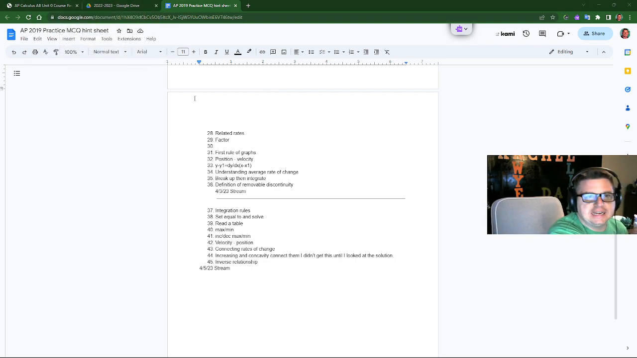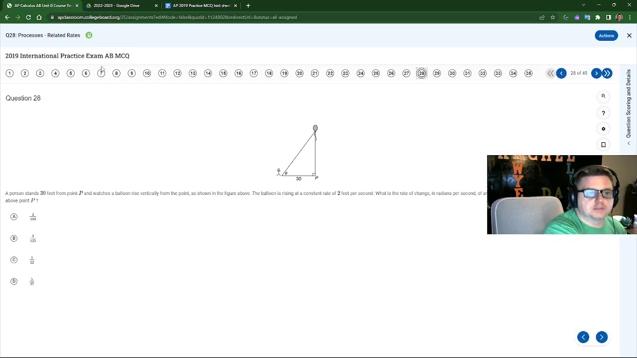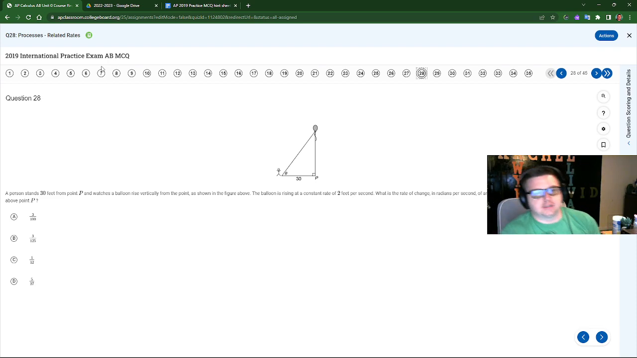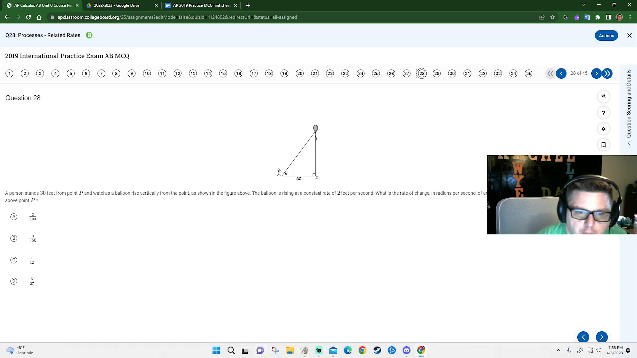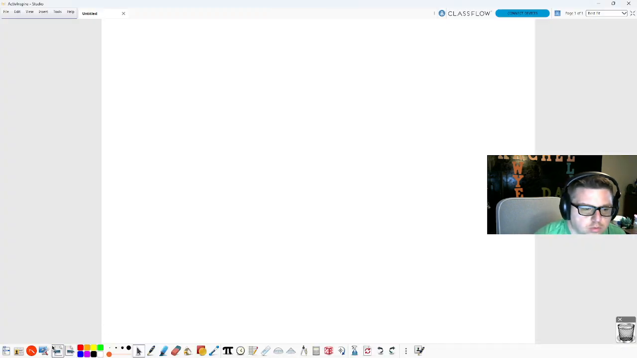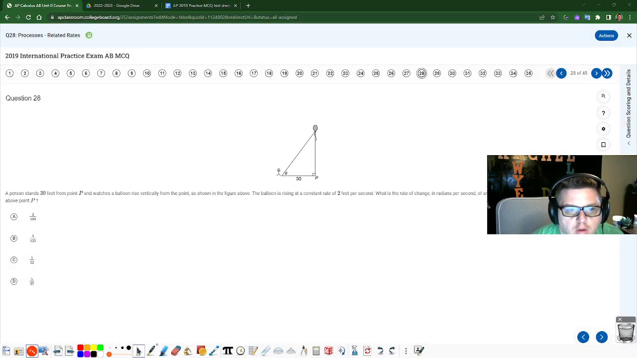Number 28, related rate problem, of course. A person stands 30 feet from point P, watches a balloon rise vertically from a point, as shown in the figure below. The balloon is rising at a constant rate of 2 feet per second.